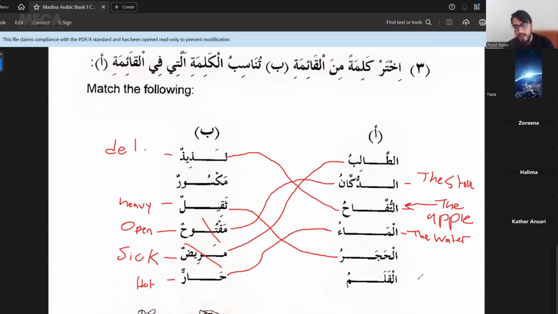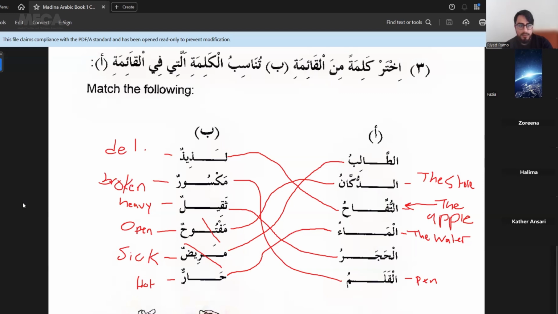And then the last one, al-qalamu is pen. The pen is broken. Maksurun, broken. The pen is broken. Very good. Okay, very good.